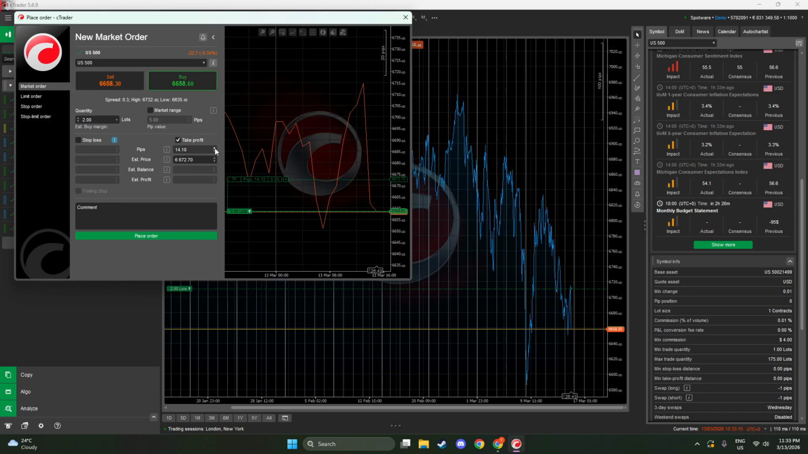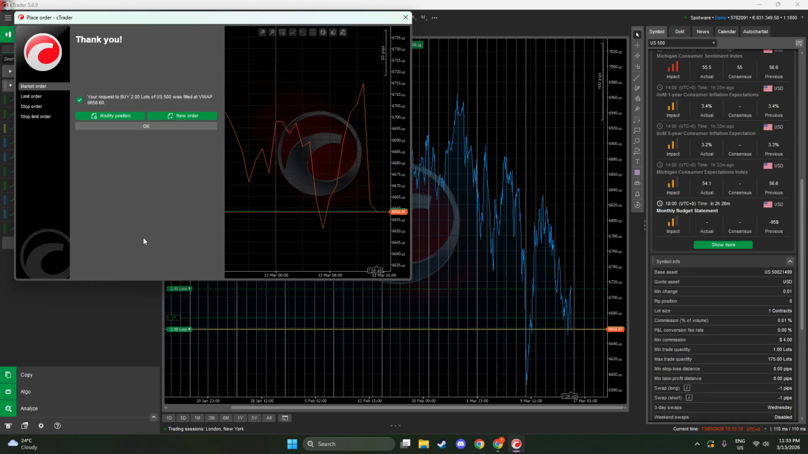Finally, confirm the trade by clicking Buy or Sell. Your order will be sent with the take profit attached, so if price reaches that level, the platform will close the position automatically. That's all there is to it. Simple, precise, and aligned with your plan.